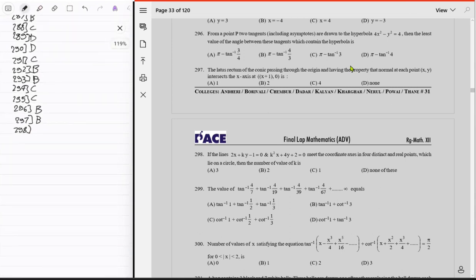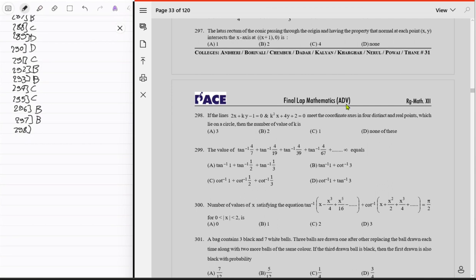Okay, if two lines meet the coordinate axes in 4 distinct and real points. So it's like a pair of straight lines meeting the coordinate axes in 4 distinct points, which lie on a circle. That's important. Find the number of values of k.